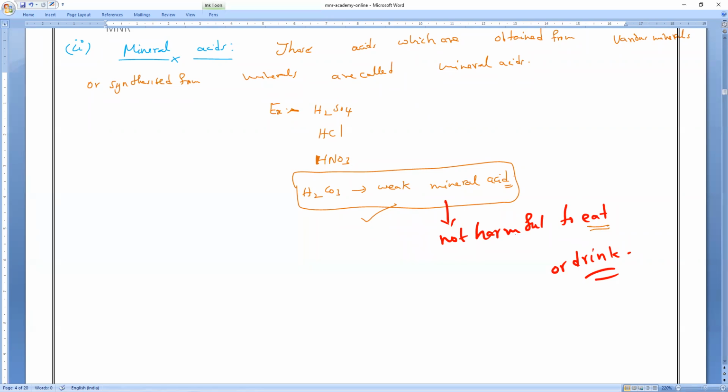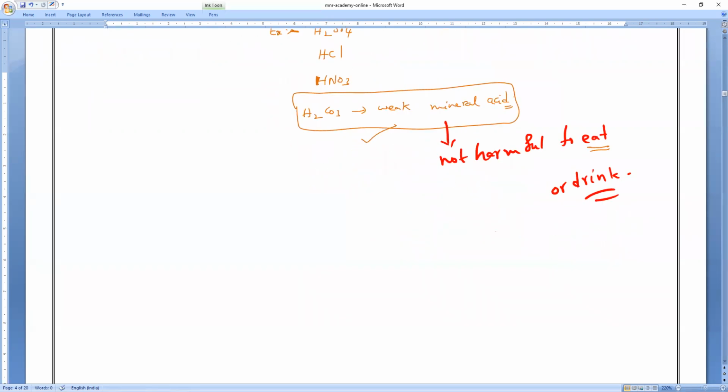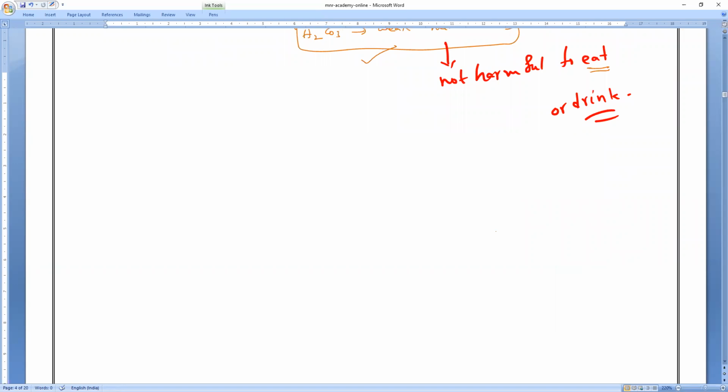So this is the classification of acids based upon origin. Now, the third one. What is that, everybody? The third one is based upon what? On the basis of the amount of acid in aqueous solution, that is what we will decide.